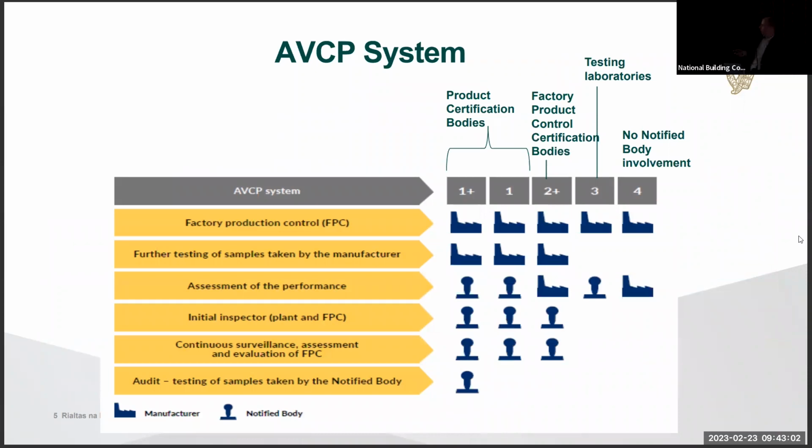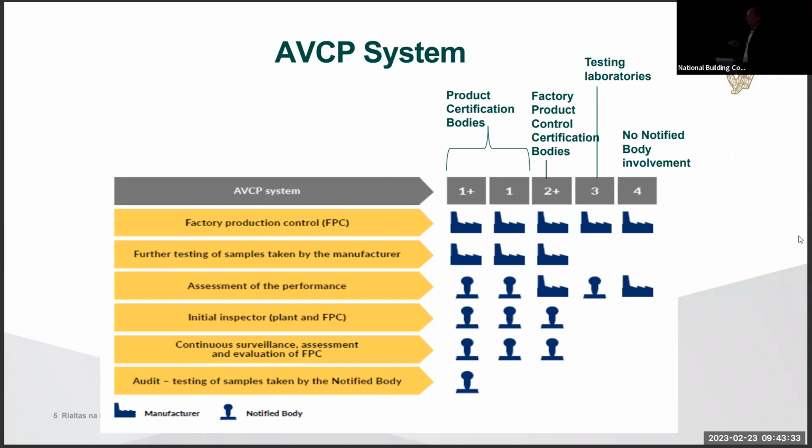So this graphic here indicates what's referred to as the AVCP system, or the Assessment of Verification of Consistency of Performance. I tell you, it rolls off the tongue. So this is the particular detail of oversight across different construction products. It ranges from no notified body involvement, where the manufacturer can self-declare all its characteristics, up to quite onerous levels of oversight with continuous surveillance audits by a third party.